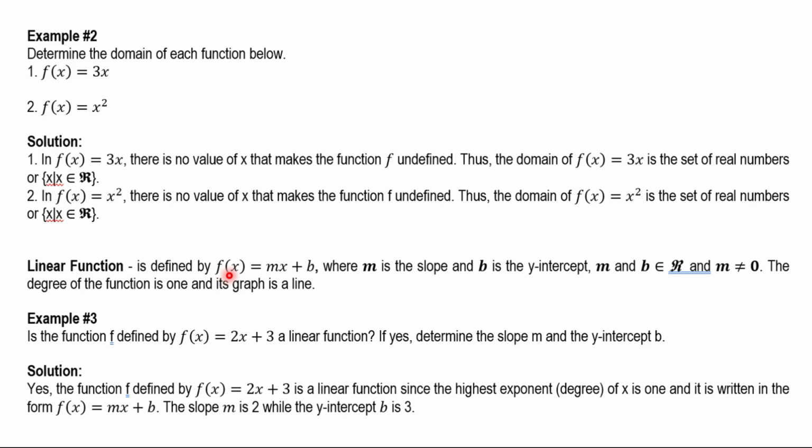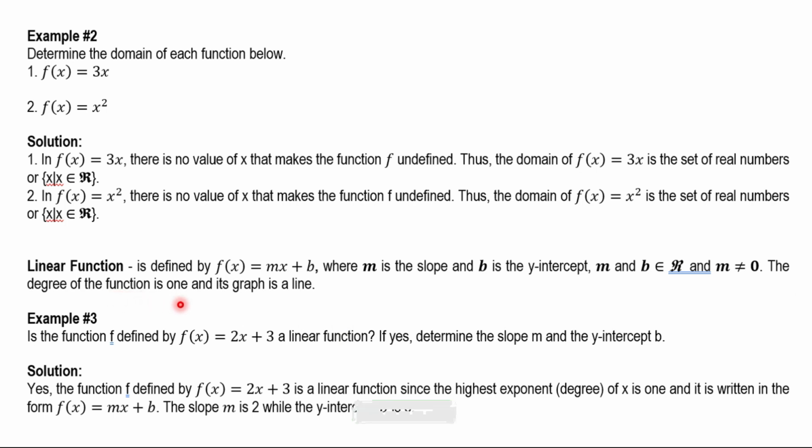That f of x, class, is the same as y, so don't get confused, equals mx plus b, where m is the slope and b is the y-intercept. The slope and the y-intercept are real numbers, and we will replace them with numbers later. That is just a variable that represents our value. M and b, again, are all real numbers. And m, or the slope, should not be equal to 0. So, m cannot be 0.